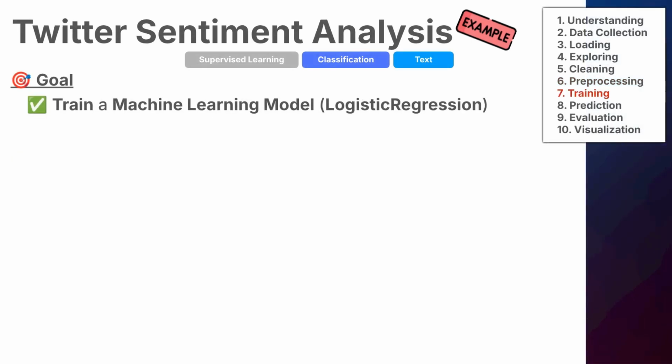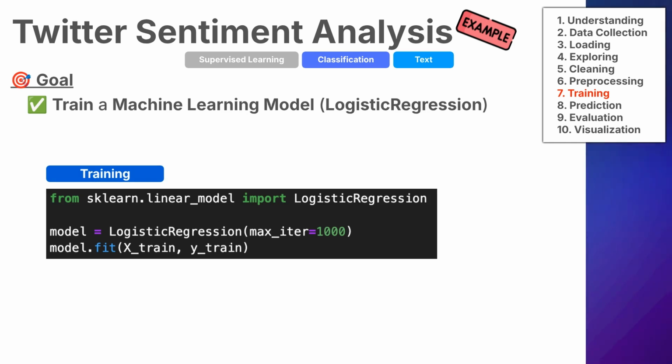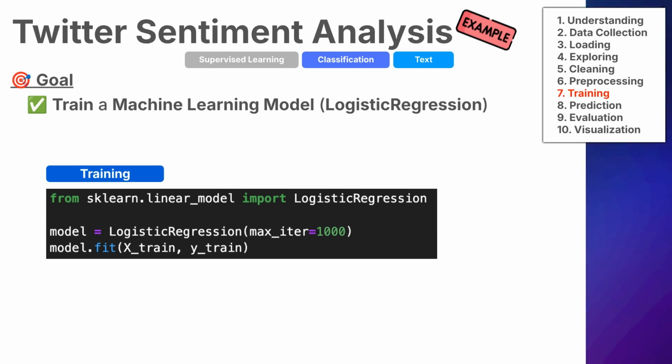7. Training. The goal of this step is to train a machine learning model using the preprocessed data. The model will learn to recognize patterns in the training data that associate tweet content with sentiment labels. Let's use logistic regression as a model. Logistic regression is a simple but powerful classifier that works well for many text classification problems. Despite its name, it is commonly used for classification tasks, not regression. It finds the best boundary between classes based on the input features, the TF-IDF values.